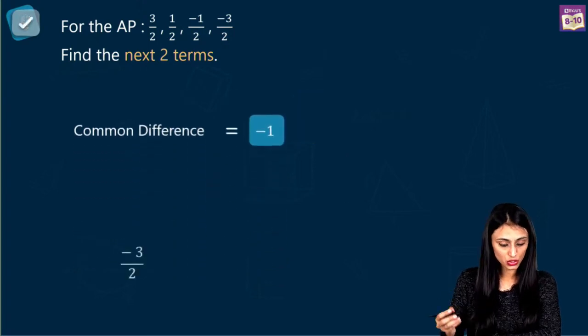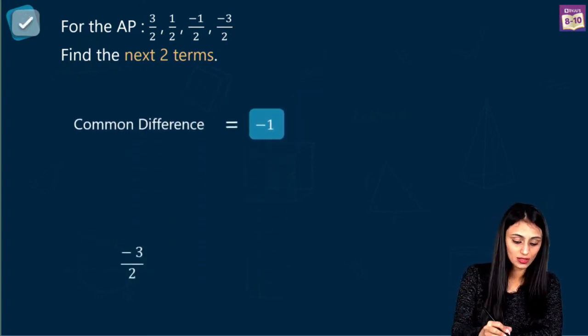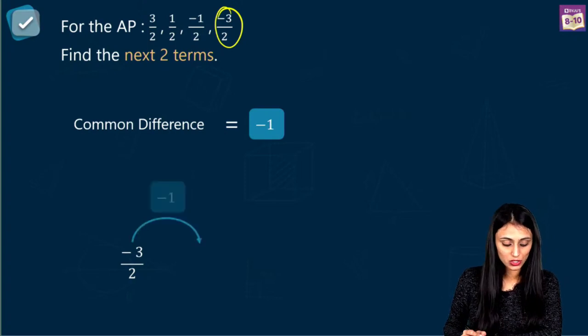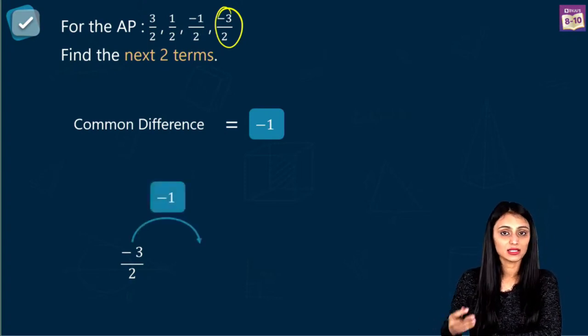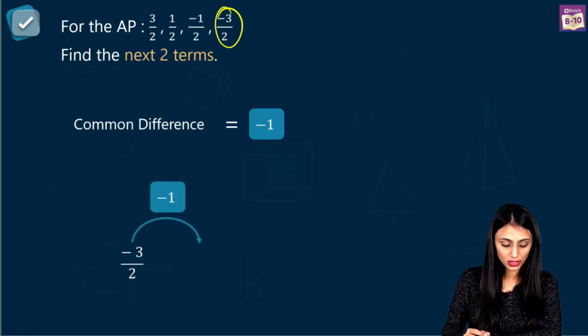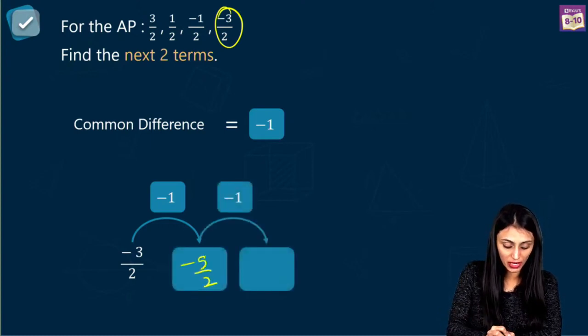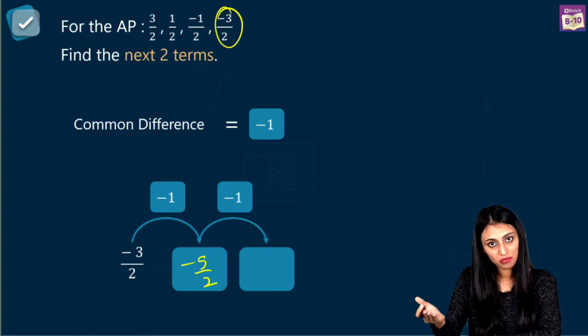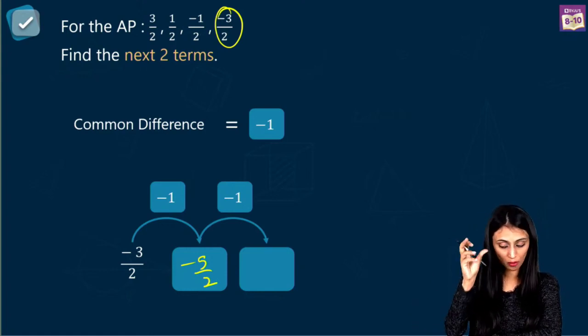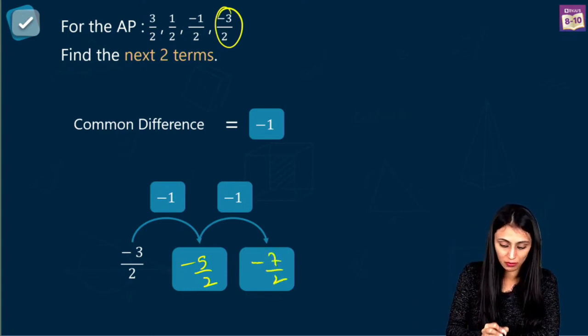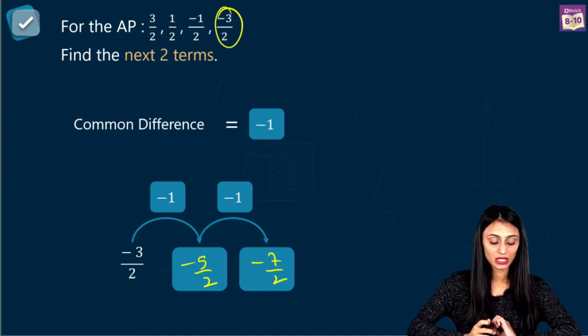Now, to find out the next two terms, what do we do here? This is my last term here. To find out the next term, I'll add the common difference to it. So, minus 3 by 2 minus 1 will give me what? That will give me minus 5 by 2. Similarly, minus 5 by 2 minus 1, I'm adding a fixed amount, the common difference, to it. We get minus 7 by 2. That's how we can find out the next two terms.